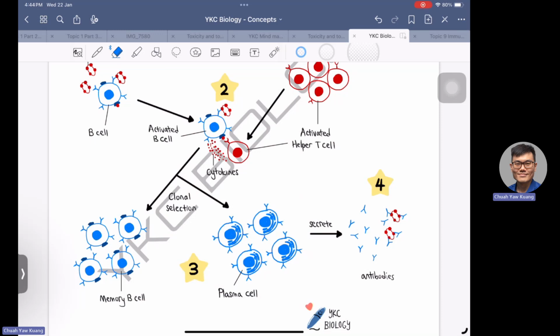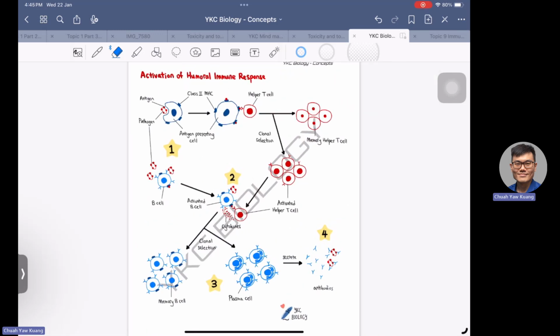So with that, that is basically how the humoral immune response is activated and acts on the pathogen.